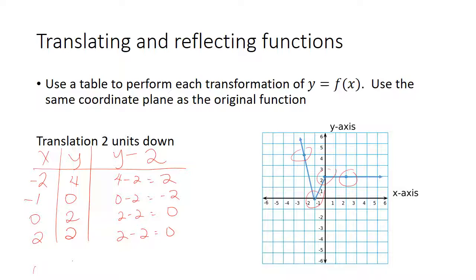Let me change pen colors. Let's go purple. I'm going to plot my new points. So at -2, instead of being at 4, it's going to be at 2. So here's my new point. At -1, instead of 0, it's going to be -2. So it's going to come down here. At 0, instead of 2, it will be at 0. So we're going to go here. And then the other one will go right here. So here's our new line, shifted down by 2 units.